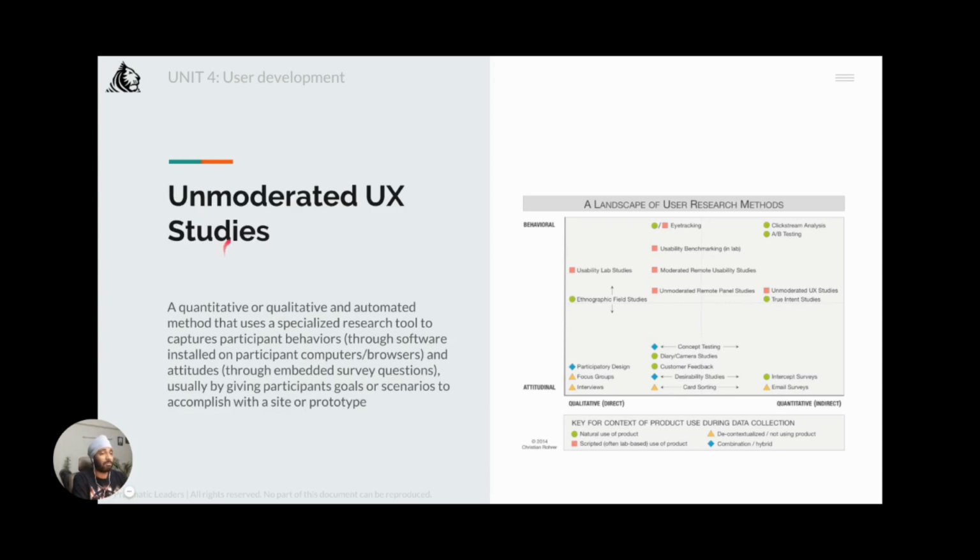Then comes unmoderated UX studies. Okay, so it's a quantitative or qualitative and automated method. तो specialized research tool होता है to capture the participant behavior through software installed on the participant's computer and attitudes through embedded survey questions, right? So basically it will be unmoderated, आपको एक specific script के through लेके जाएंगे and we will be asking you to do exactly specific things one by one, but it's completely automated, completely remote as compared to the moderated remote usability studies. यहाँ पे completely automated होता है.